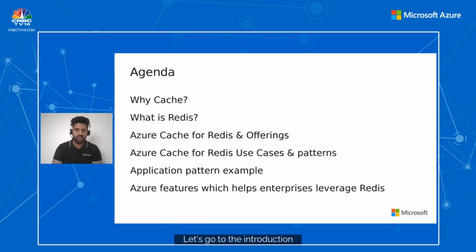So let's go to the introduction, and the agenda we have for this is, we'll talk from why do we need a cache, right? So what is the use of a cache in our applications? Then we'll specifically talk about what is Redis, right? What does Redis help us with? We'll talk about what are our different offerings available on Azure Cloud for Redis, and what are its different use cases, patterns, how we can use them. We'll also talk about an application pattern, and we'll show it with an example as to how we use Redis. And we'll close out talking about how enterprises can leverage this offering from Microsoft about Azure Cache for Redis.